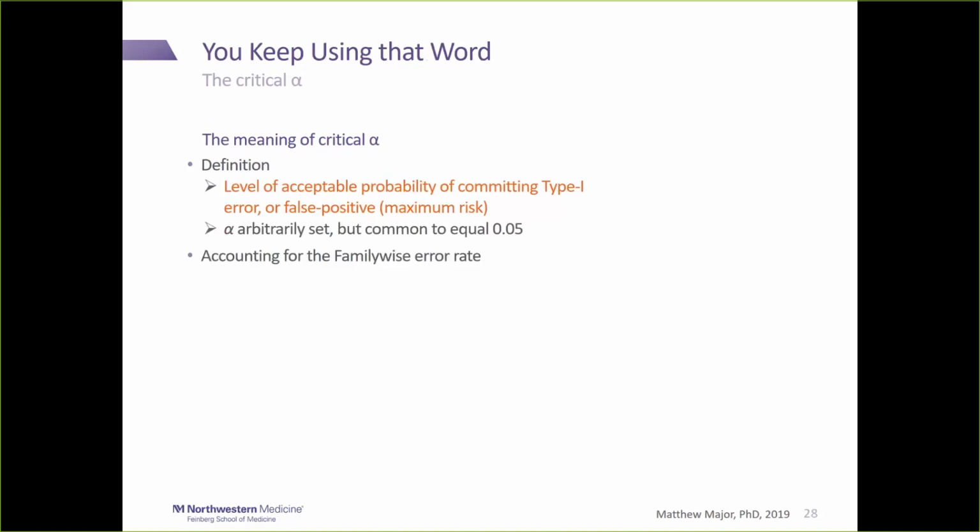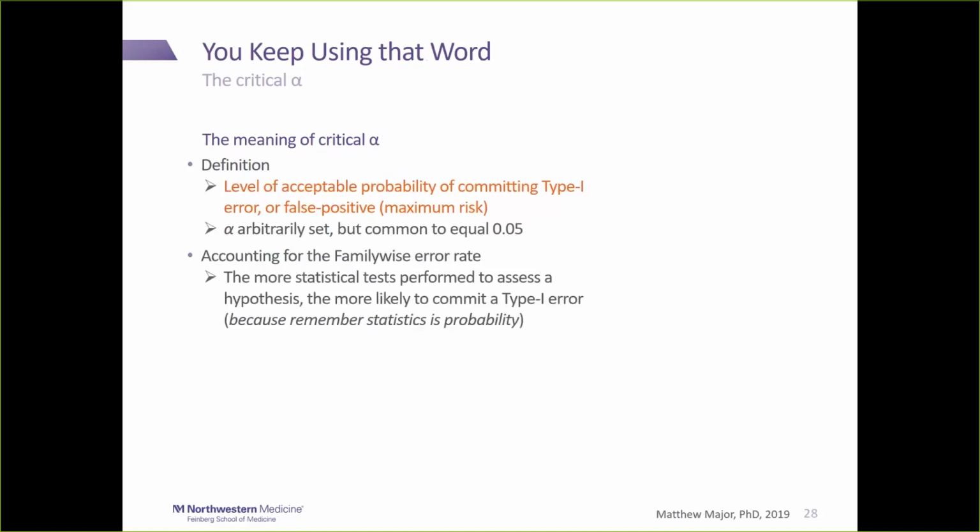It's important because in studies, we need to make sure that we're accounting for the family-wise error rates. By that, I mean that the more statistical tests that are performed to assess a hypothesis, the more likely you are to commit a type 1 error. The reason for this is because, remember, statistics is just probability. So the more tests you run, the more likely you're going to find something that's statistically significant just based on chance alone. We need to make sure we account for that.